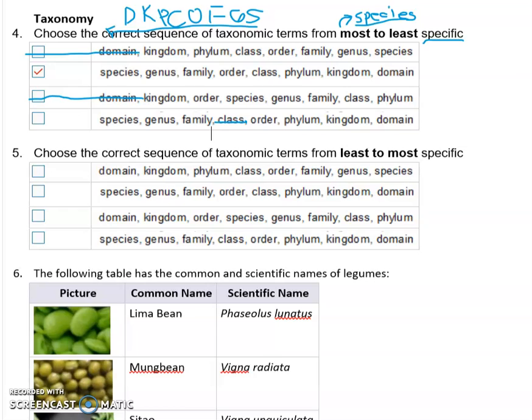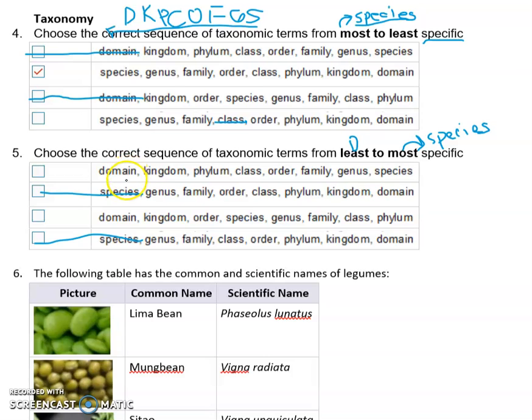Next one, it is asking you the same thing, but from least to most specific. Because you know that the most specific is species, you know that it has to start with domain. It is the least specific. So I can immediately cancel out B and D.